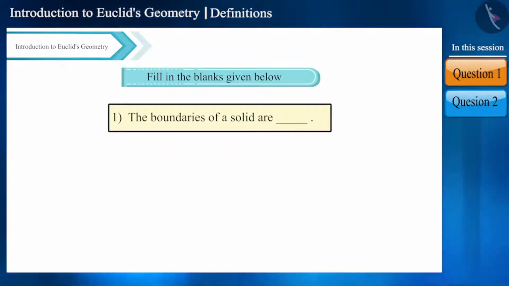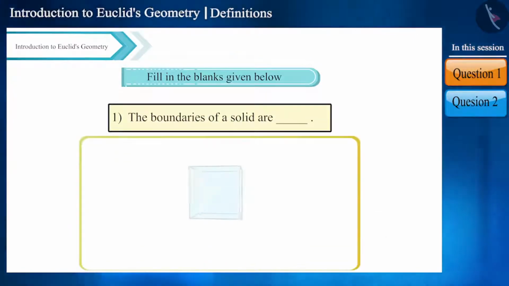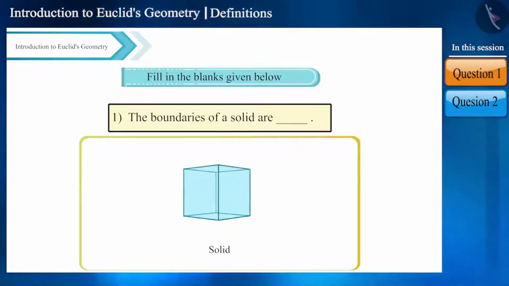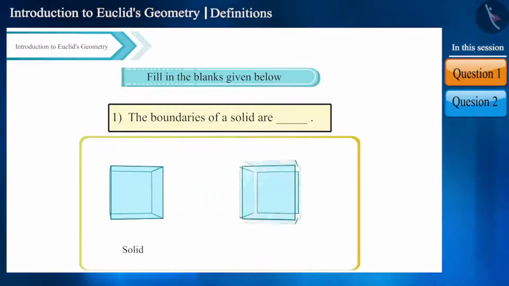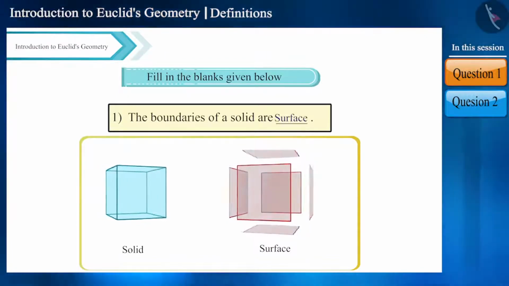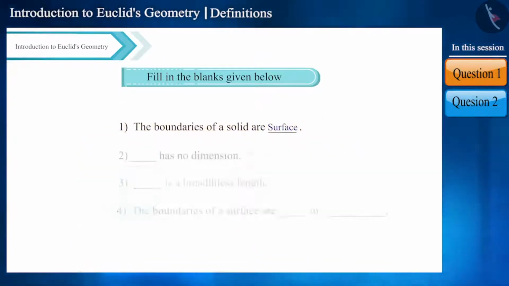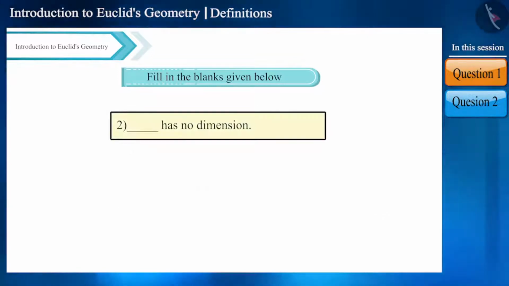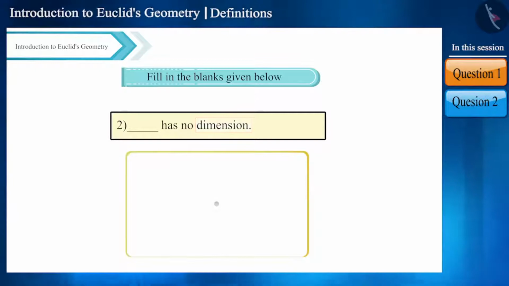Look at the first blank. Here, we are talking about the boundaries of a solid. And the boundaries of a solid is a surface. Hence, the answer is surface. In the second blank, we are referring to dimension. And a point has no dimension. So the answer is point.